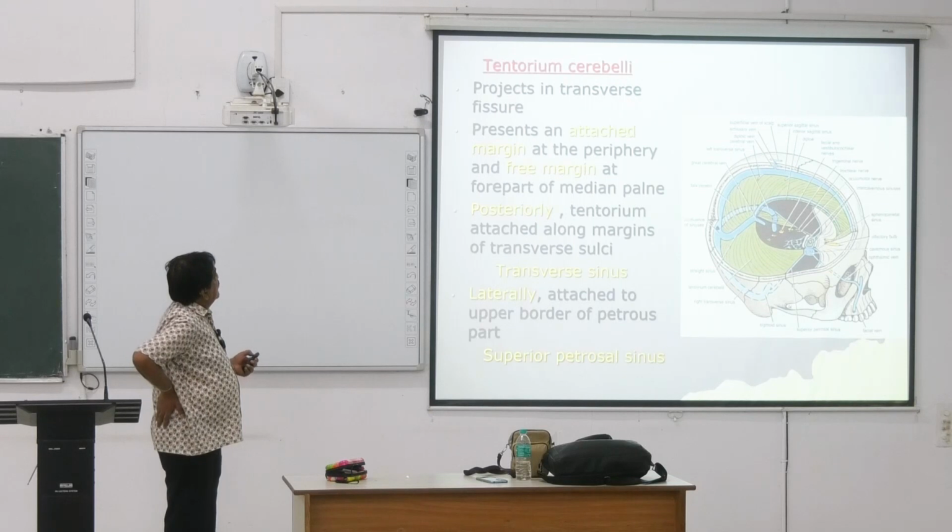Now, the tentorium cerebelli projects into the transverse fissure, presenting an attached margin at the periphery and a free margin at the forepart of the medial plane, and posteriorly the tentorium is attached along the margin of the transverse sulci. The transverse sinus, laterally, is attached to the upper border of the petrous part of the temporal bone and the superior petrosal sinus.